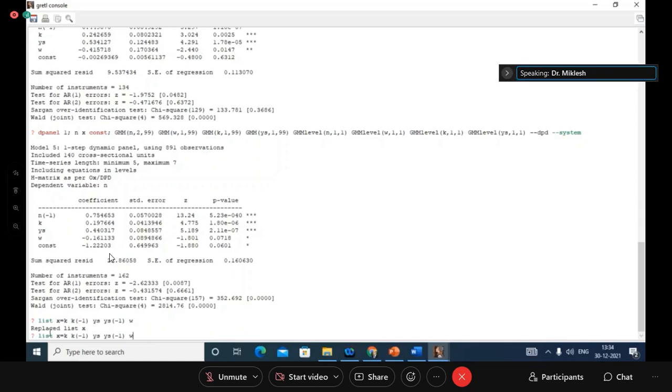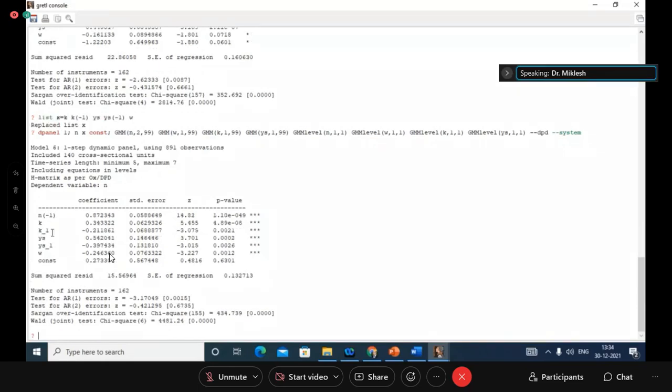Now, if I run it, what you have noticed? You have noticed K minus 1, YS minus 1. It means my IDV is K, my IDV is K minus 1 also, my IDV is YS minus 1 also. So you have to do permutation and combination to make your result better. I hope this is fine.